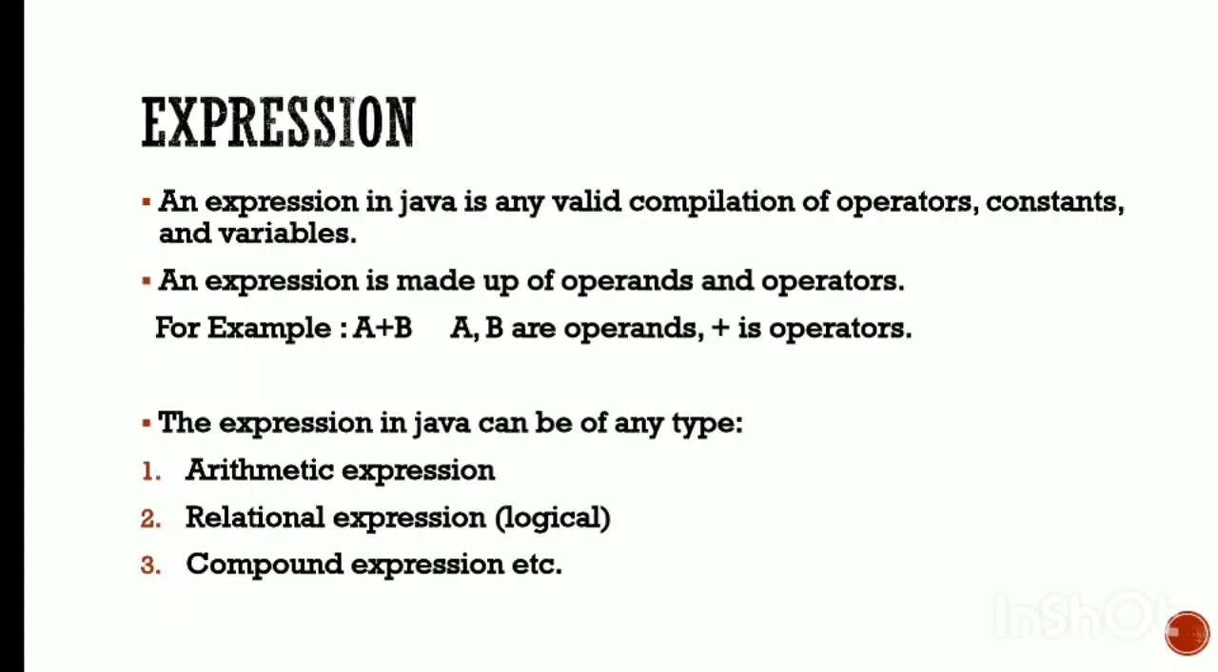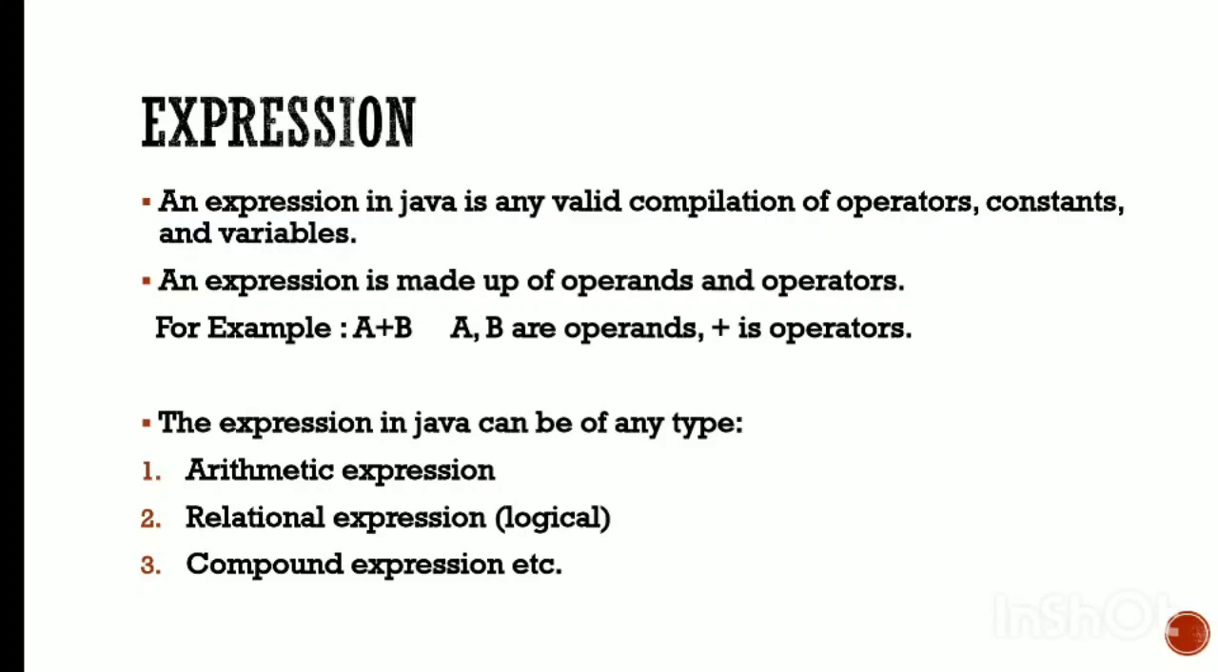Now we are moving into the next topic: expressions. An expression in Java is any valid combination of operators, constants and variables. The expression is made up of operands and operators. For example, a plus b. Here a and b are operands and the plus symbol is an operator. There are different types of expressions in Java: arithmetic expression, relational expression, logical expression, compound expression and boolean expression.